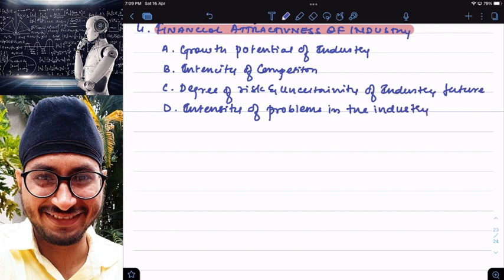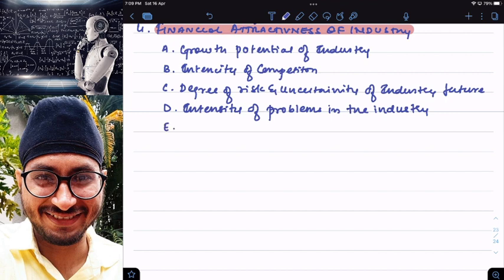Clear? Intensity of problems in the industry. Check what problems are being faced in the industry. If you feel these problems are minor for you, enter into the industry, earn money and succeed. If you feel, no sir, the problems in this industry are very high, I will not be able to manage my business with all these headaches and problems, then better not to enter into the industry.